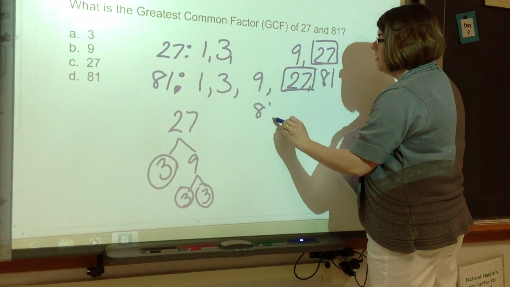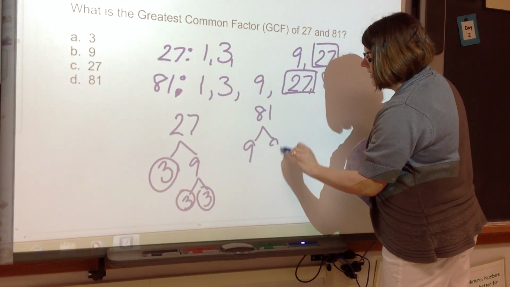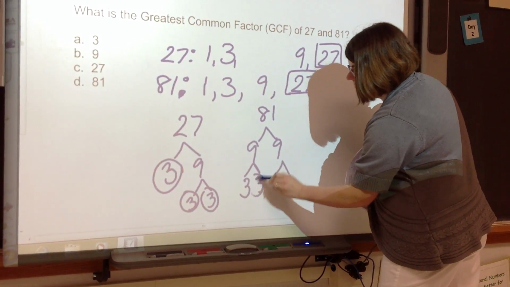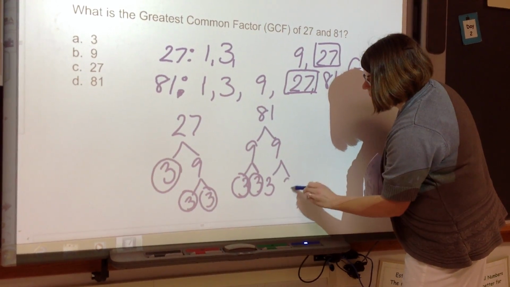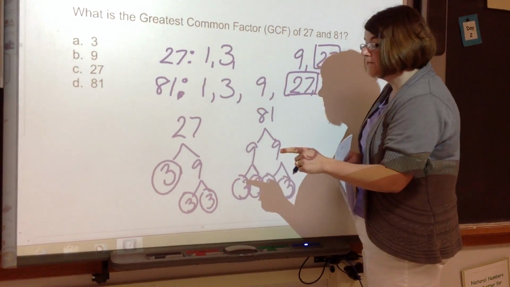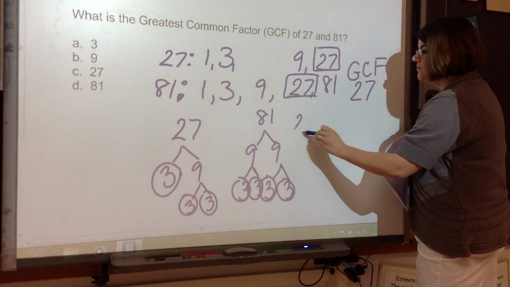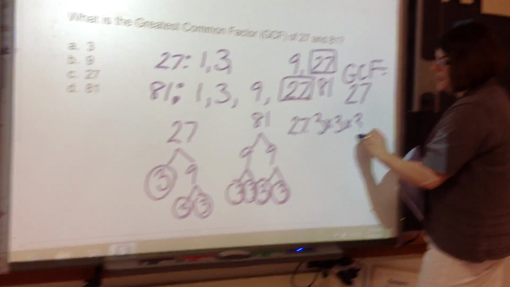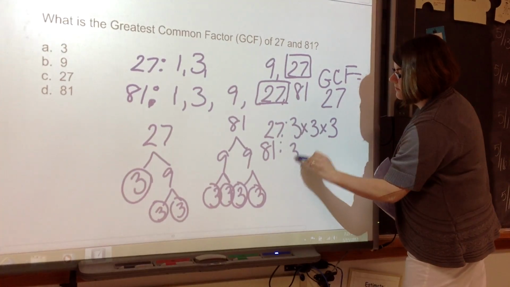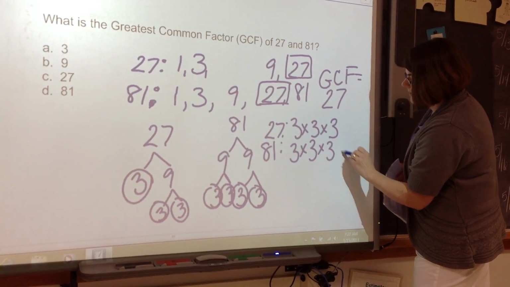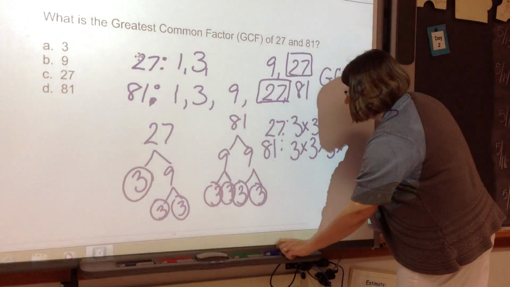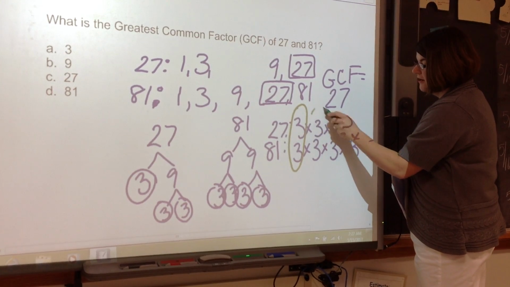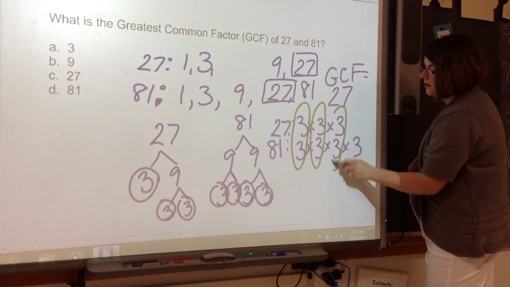And then if we take 81, we know that 9 times 9 is 81, and then 9 breaks down to 3 times 3. So these numbers multiply, that's very important, they multiply to give you the number. So we have 27 is 3 times 3 times 3, and 81 is 3 times 3 times 3 times 3. And then we go through and we circle the pairs that match up. So we have a pair of numbers here, a pair of numbers here, and a pair of numbers here.